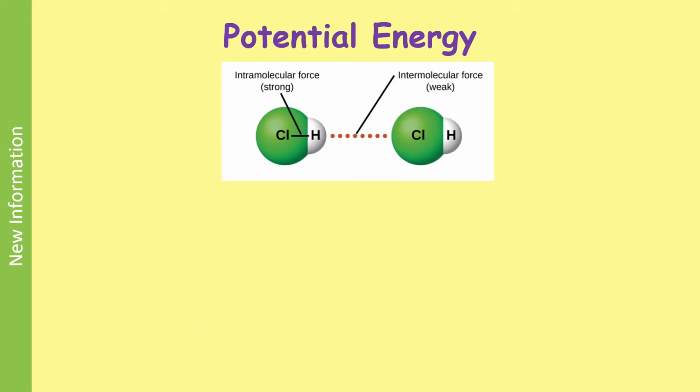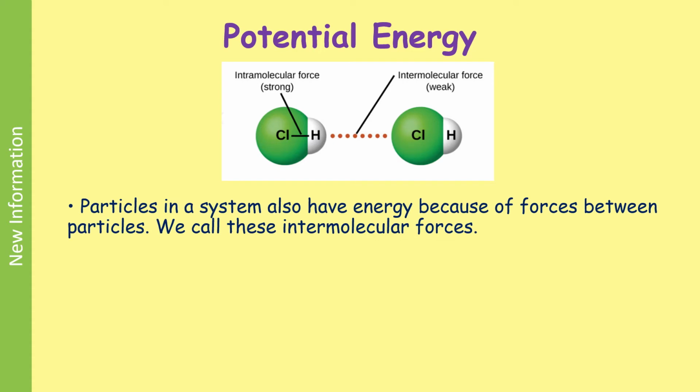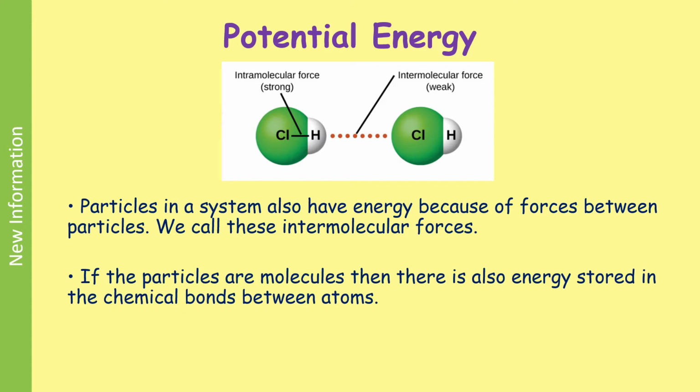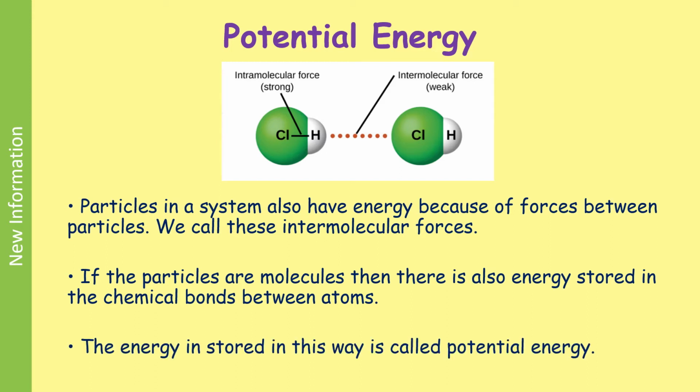This diagram shows 2 molecules of hydrogen chloride. Particles in a system also have energy because there is energy stored in the forces between the particles. We call these intermolecular forces. If the particles are molecules rather than atoms, then there is also energy stored in the chemical bonds between the atoms. For instance, in this diagram, between the atoms of hydrogen and chlorine. The energy stored in both of these ways is potential energy.